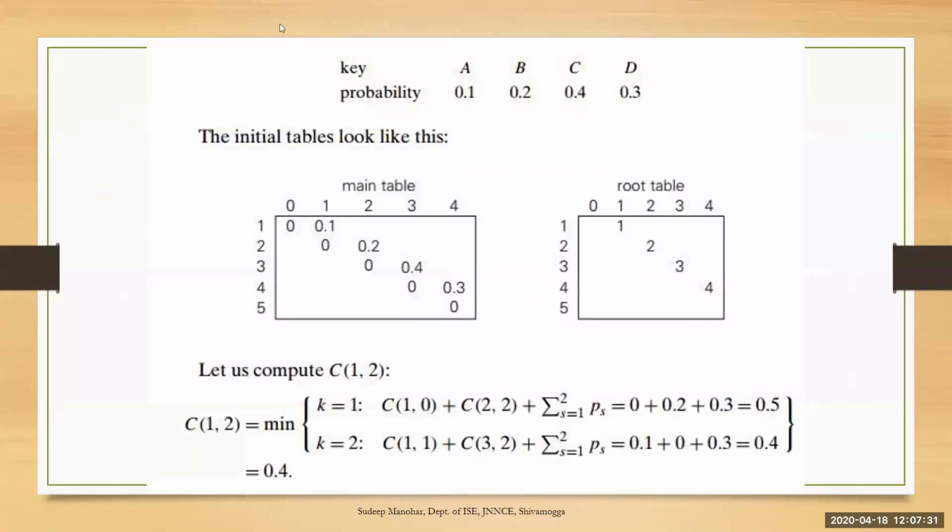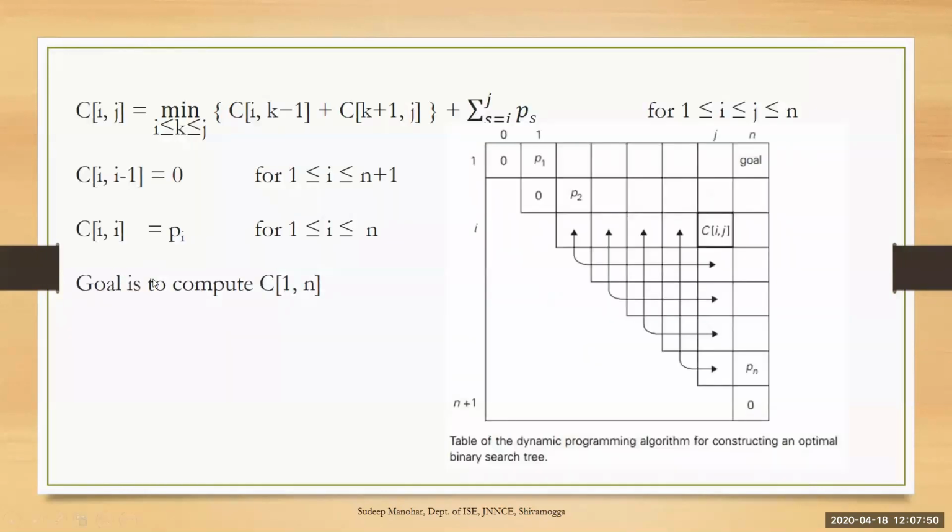The same problem is considered. Keys are A, B, C and D. Probabilities are 0.1, 0.2, 0.4 and 0.3. Now for this problem, we have to find the minimum average comparisons. And what should be our goal? What should be our goal from the previous slide? Our goal is to compute C of 1 comma n. So the rightmost cell, whatever we are seeing here, is the goal. So this we have to compute step by step.